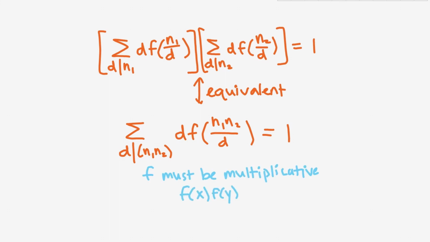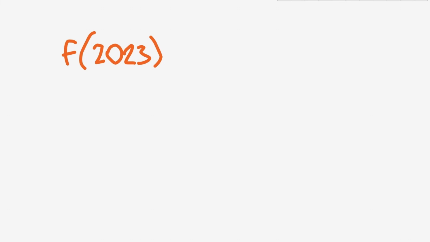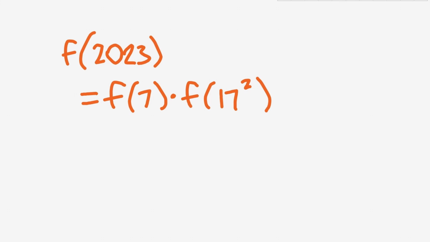That is, f(x) times f(y) equals f(xy) for relatively prime x and y. Thus, if the condition is satisfied for all n which are a power of a single prime, and we just let f be a multiplicative function, then the condition is actually satisfied for all integers n. So, now that we know that f is multiplicative, we can easily find f(2023). In particular, f(2023) is equal to f(7) times f(17 squared), which is just 96.